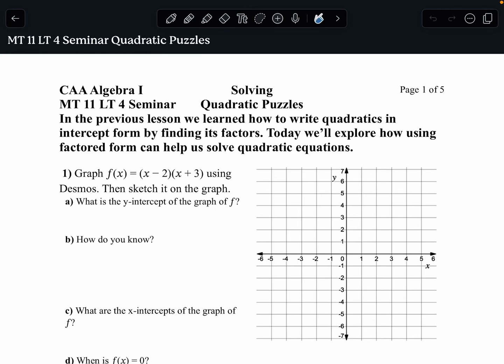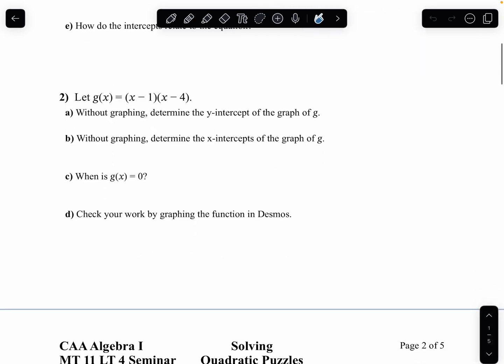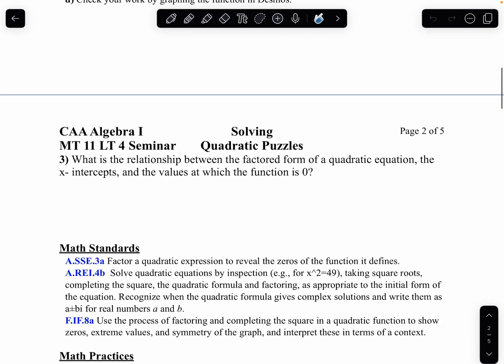So let's review your MTLT4 seminar. First thing I want you to do is discover some properties by doing the attendance problems. So do problems 1 through 3.